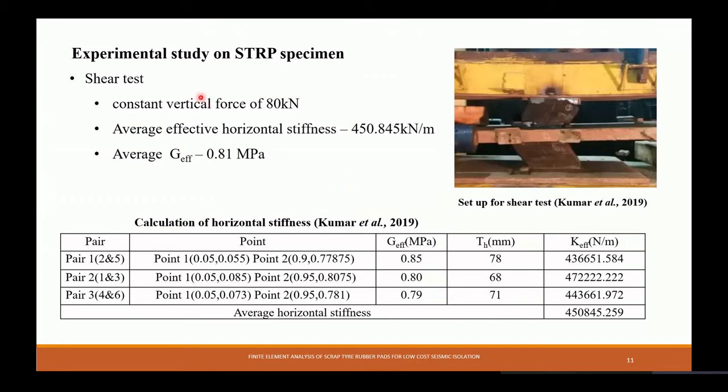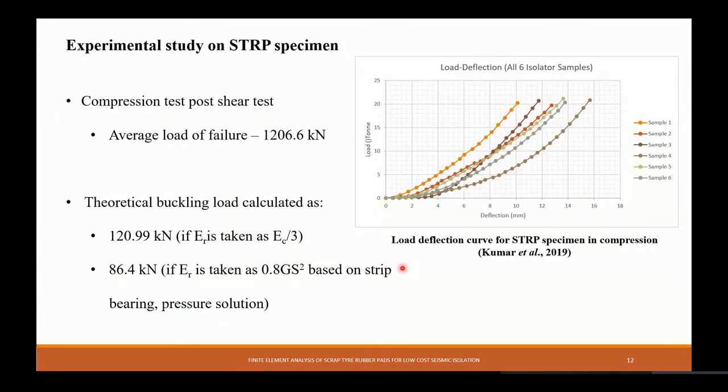A shear test was also performed under a constant vertical force of 80 kilonewton. The average effective horizontal stiffness was found to be 450 kilonewton per meter, and the average shear modulus was around 0.81 MPa. So as you can see here, these values have been obtained.